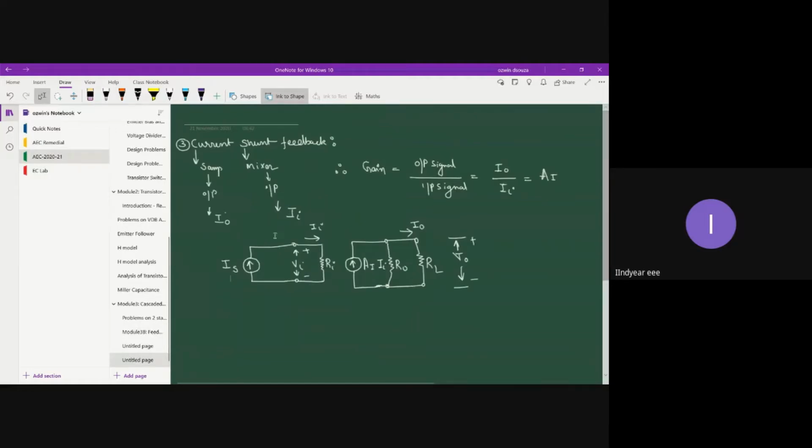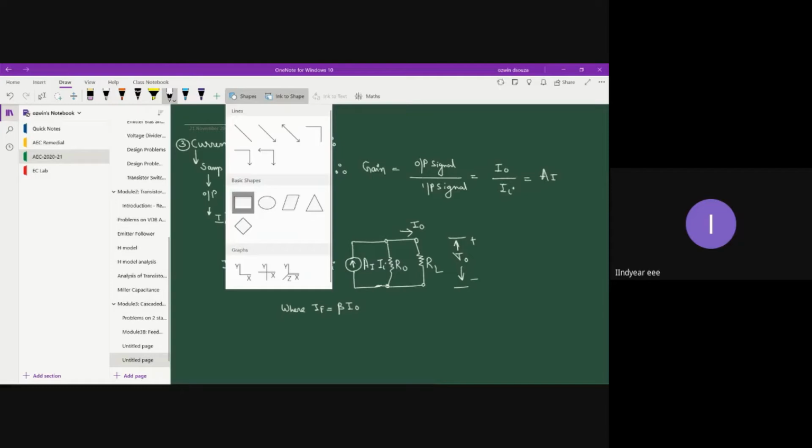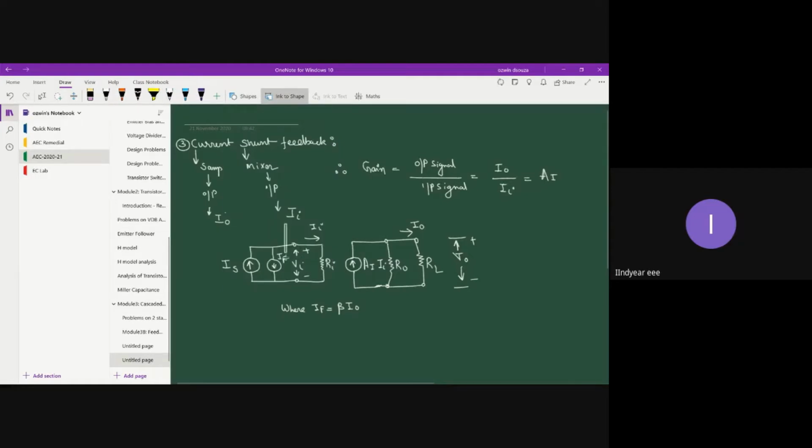Hence, what we'll do is we will place a current source in this manner, and this current source stands for IF. And remember, IF is equal to beta times I naught, where beta is the feedback factor and I naught is the output current. All right. So this is your current amplifier.